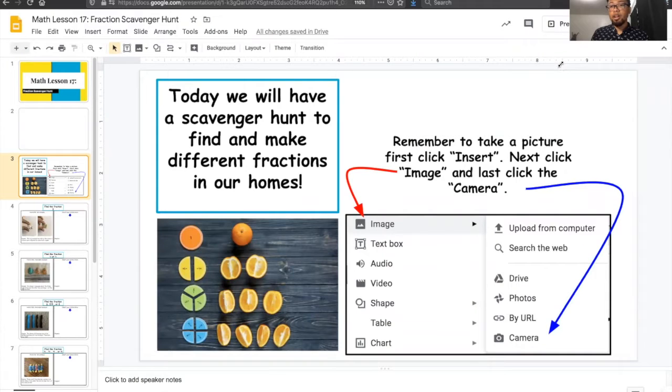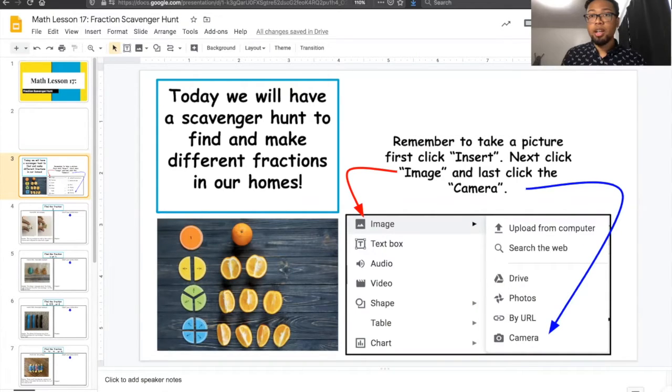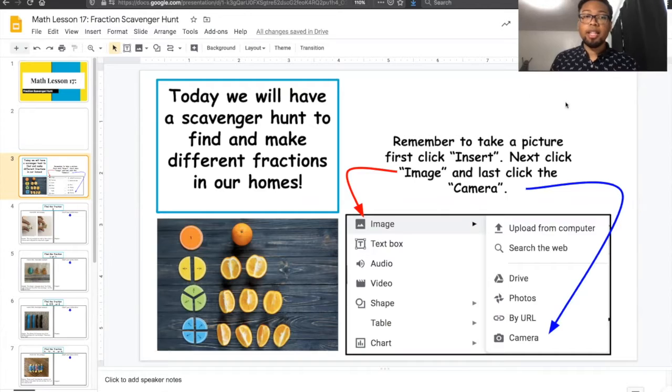All right, so over here, you'll see Mr. G has already started some Google Slides with how we're gonna be doing a fraction hunt. So right over here are some examples. Remember, one whole of an object, just like an orange for an example, it's the easiest example I can think of. One whole would be the whole orange.